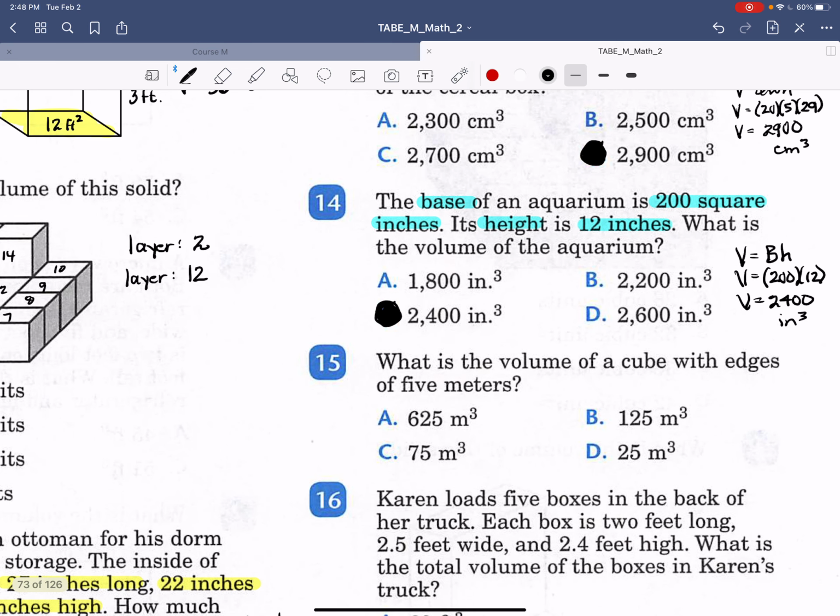Number 15. What is the volume of a cube with edges of 5 meters? Now here's the clue. If it's a cube, length, width, and height are all the same. So when I look at length, width, and height, length is 5, width is 5, height is 5. And 5 times 5 times 5 is 125 cubic meters.